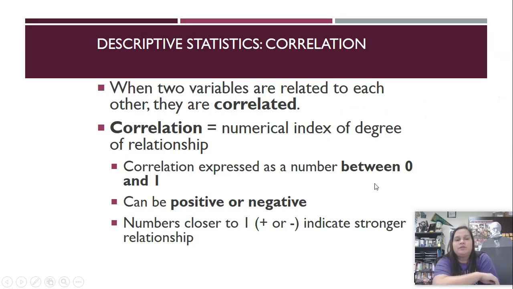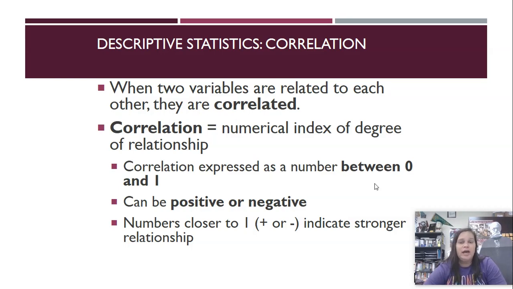So descriptive statistics, correlations: whenever two variables are related to each other, they are correlated. So we could be talking about anything, like the number of people in a class and how it correlates to average GPA, or the number of cars on the road and how that compares to travel time to a destination. So anytime we have two variables and we're looking at how they relate to each other, we have a correlation.